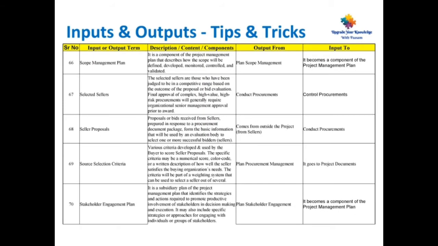Coming to point number 66, scope management plan. It is a component of the project management plan that describes how the scope will be defined, developed, monitored, controlled and validated. This is the output from plan scope management and it becomes an input as a component of the project management plan.